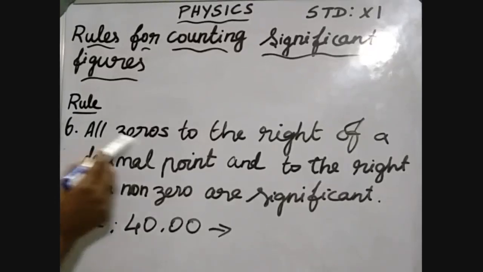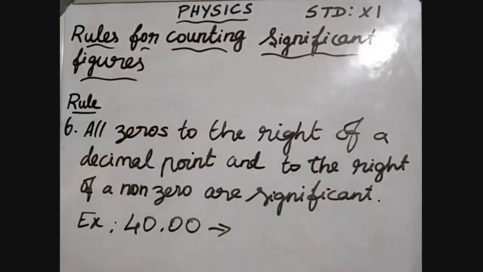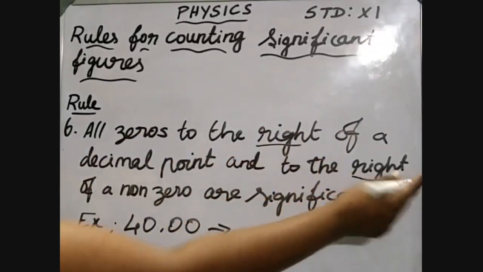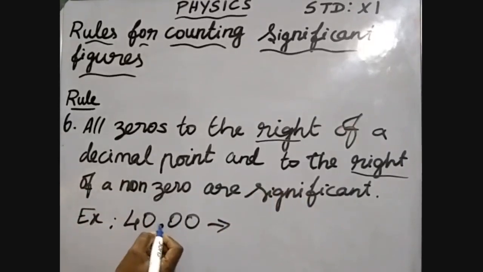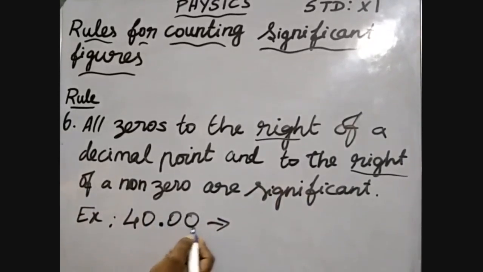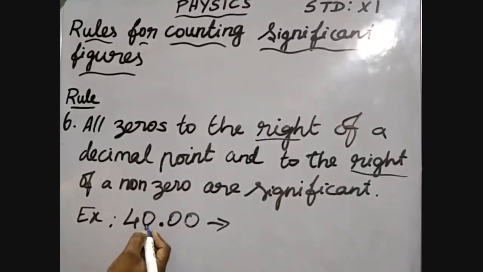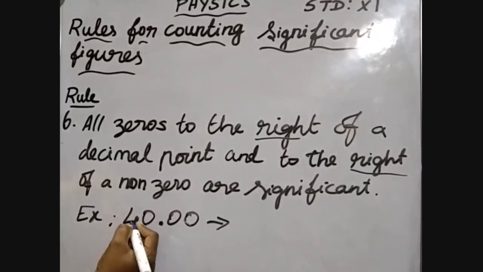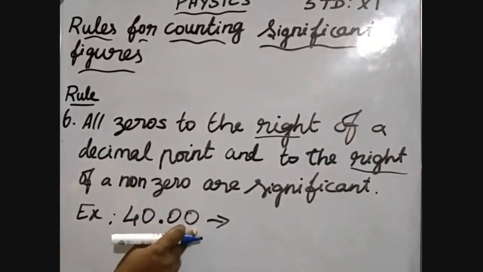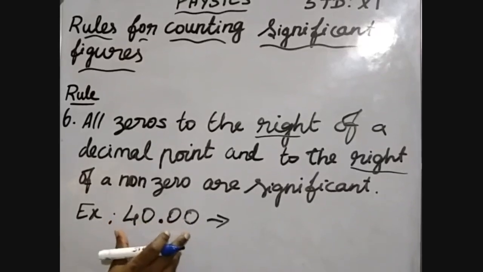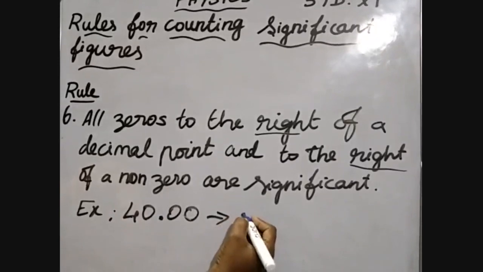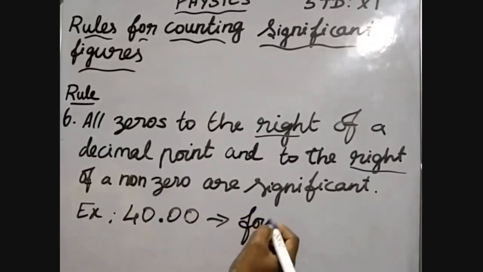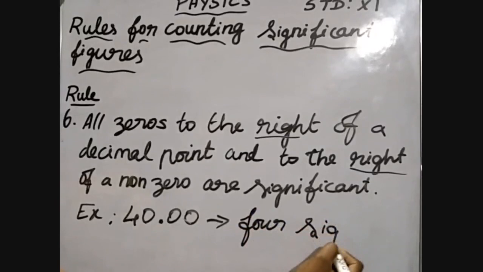Sixth rule, all zeros to the right of a decimal point and to the right of a non-zero are significant. In this example, 40.00, these zeros lie right of the decimal point and right of the non-zero number 4. So these 3 zeros are significant. Totally in this number we have 4 significant figures.